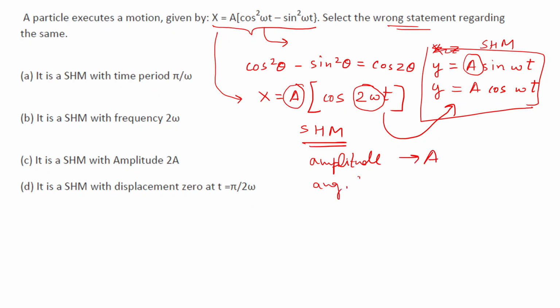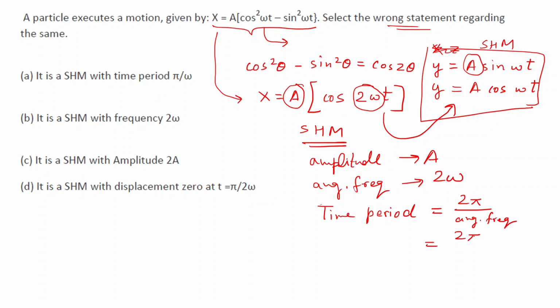The angular frequency here is 2 omega. The angular frequency is 2 omega, and the time period will be 2 pi by this angular frequency, which will give us 2 pi divided by 2 omega. So the time period will be pi by omega.